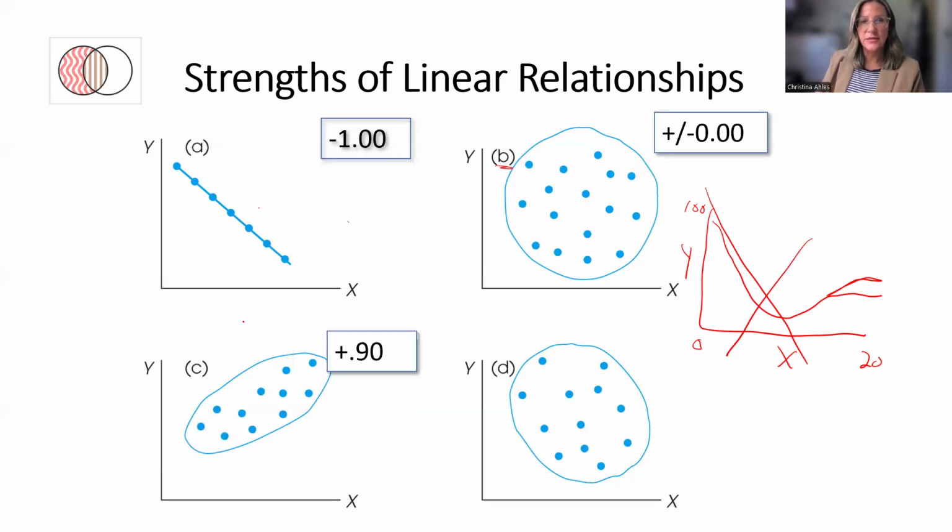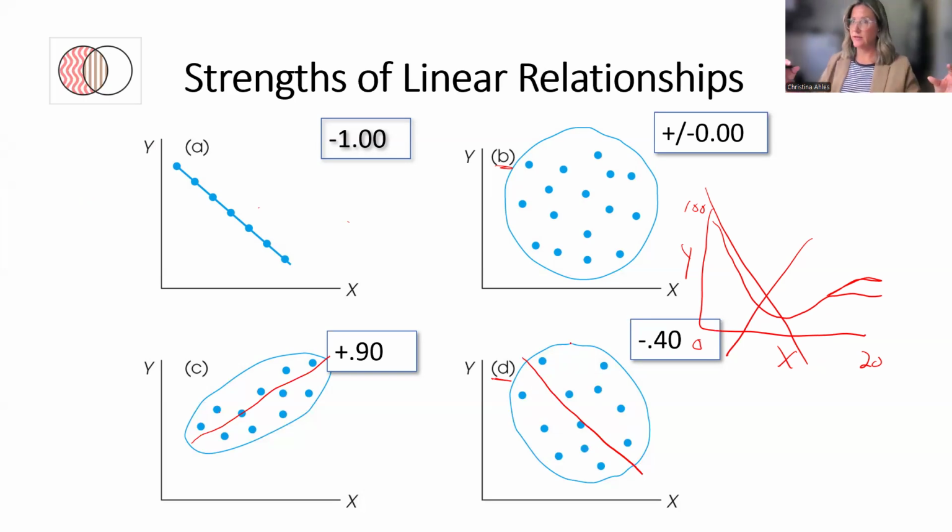In this one, this is a pretty strong relationship, a positive 0.90. As the X variable goes up, the Y variable goes up. And these data points are clustered pretty closely around what would be a straight line. So the correlation coefficient is positive 0.90. In D, this last one, this is a negative 0.40. You can see there's a pattern where as X decreases, Y decreases, but these are scattered much wider across that linear line.